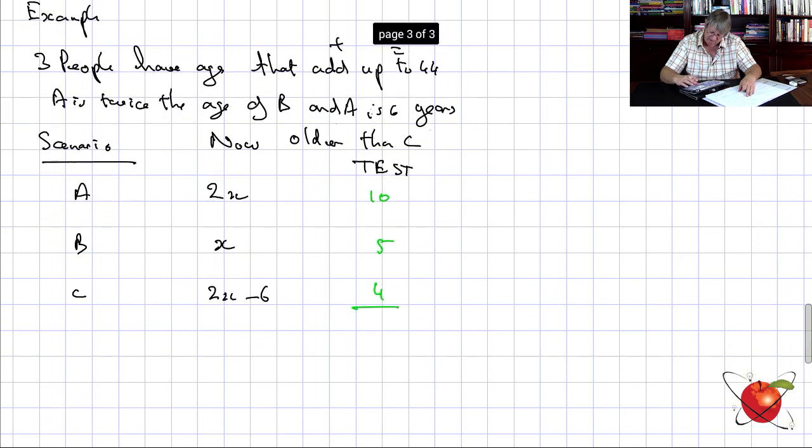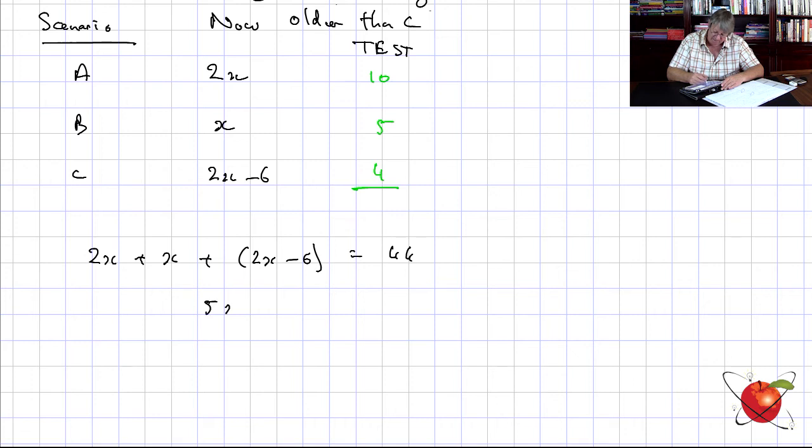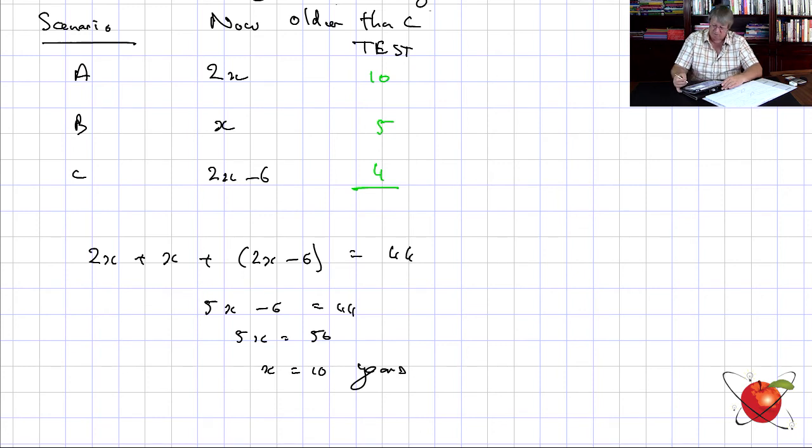So what are we saying? We are saying that the sum of the ages, they add up. So therefore, 2x plus x plus 2x minus 6 must be equal to 44. So we then rearrange, expand the brackets, and you get eventually 5x minus 6 equals 44. 5x is equal to 50. x is equal to 10 years.